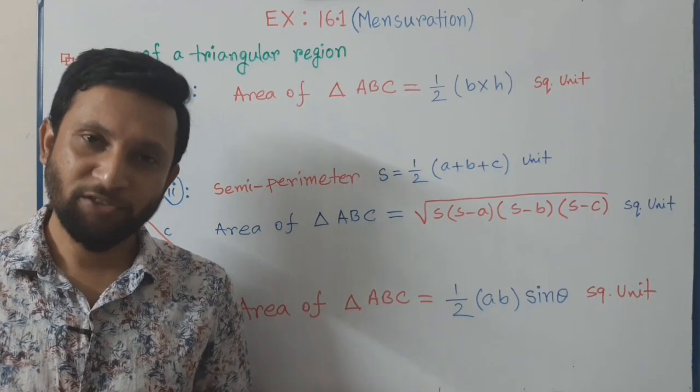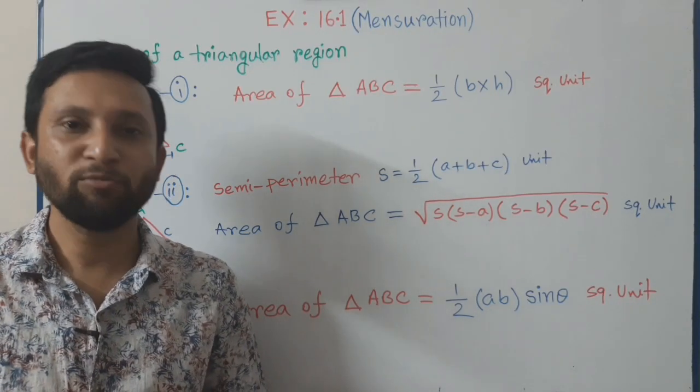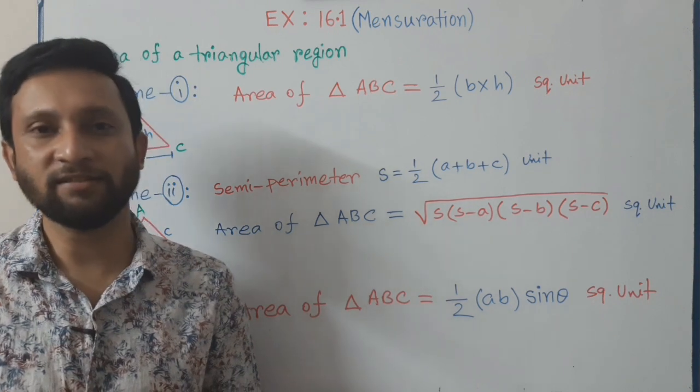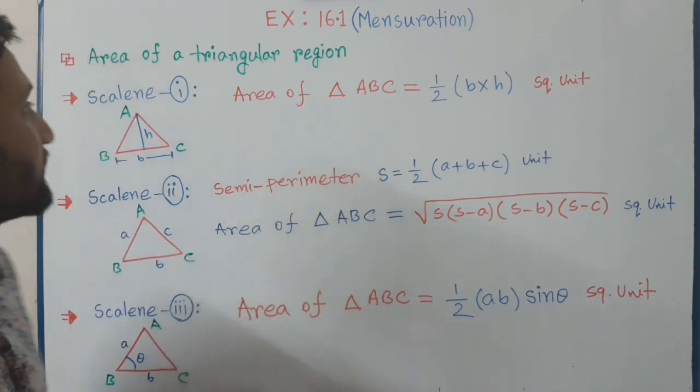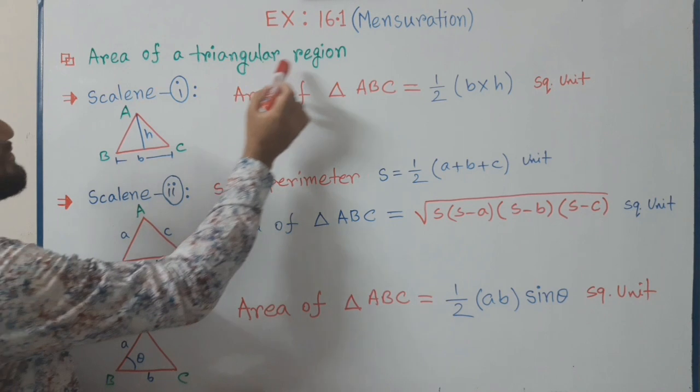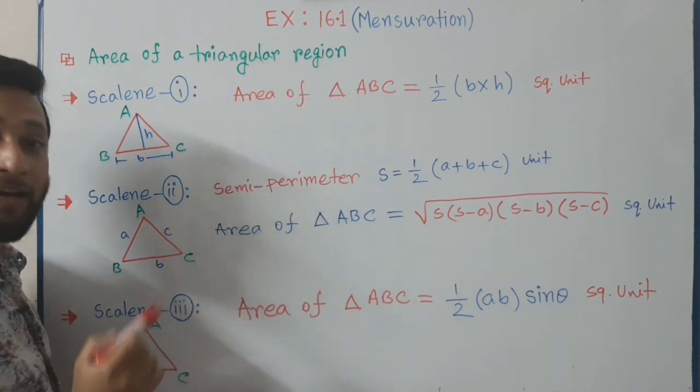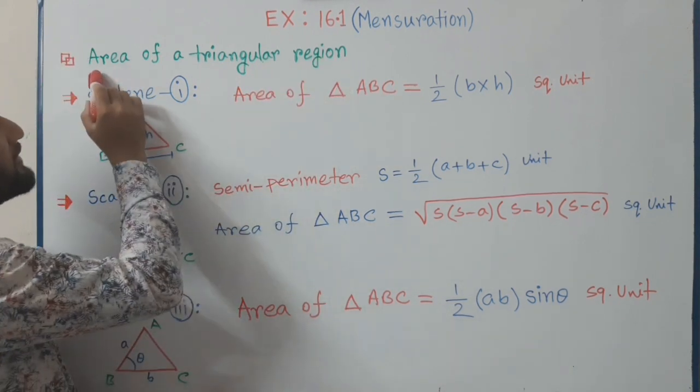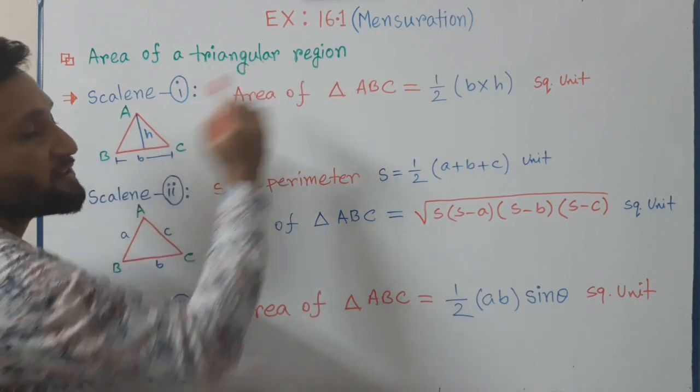Today I am going to discuss General Mathematics, exercise 16.1, which is mensuration. In today's class, I am going to discuss the basic part and some mathematical problems. Let's start. Dear students, firstly I am going to discuss the basic part of this exercise. Here see that area of a triangular region. That means I am going to discuss how to find the area of a triangular region.